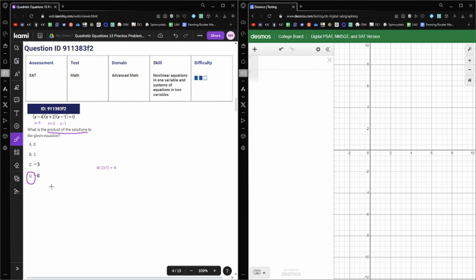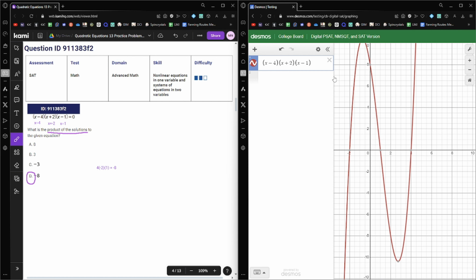Of course, you could also put this in Desmos. Let's type in our equation, x minus 4 times x plus 2 times x minus 1. And then we get that our solutions will be -2, +1, and +4. So if we multiply all of these together, -2 times +1 times +4, we get that it's going to be -8, which is the exact same thing as what we got solving it by hand. Now it does not matter whether you want to solve it by hand or use Desmos, just do whatever is more comfortable for you.